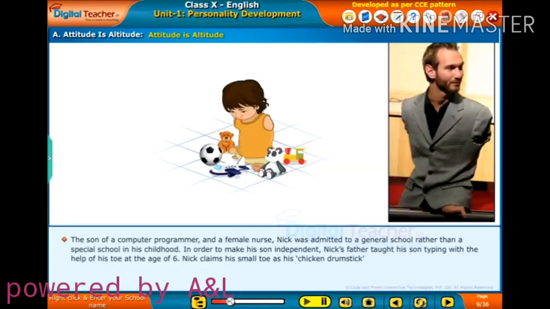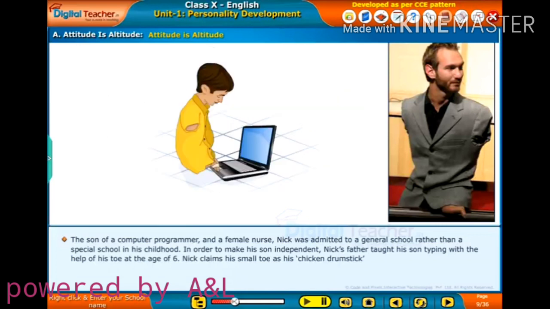The son of a computer programmer and a female nurse, Nick was admitted to a general school rather than a special school in his childhood. In order to make his son independent, Nick's father taught his son typing with the help of his toe at the age of 6. Nick claims his small toe as his chicken drumstick.